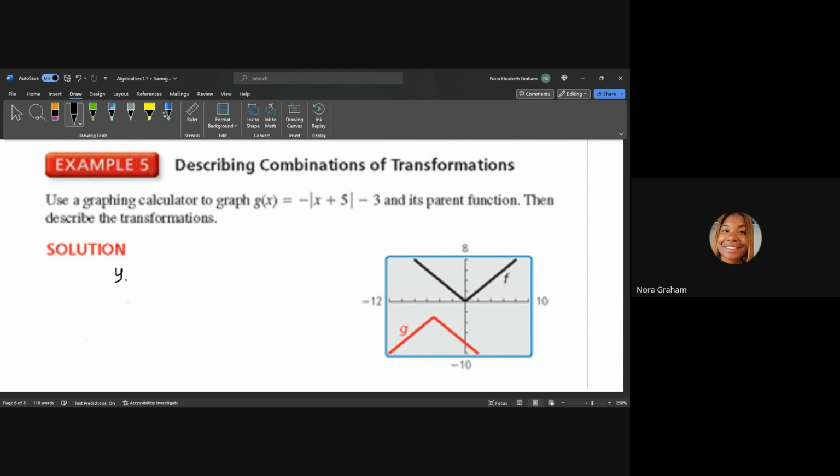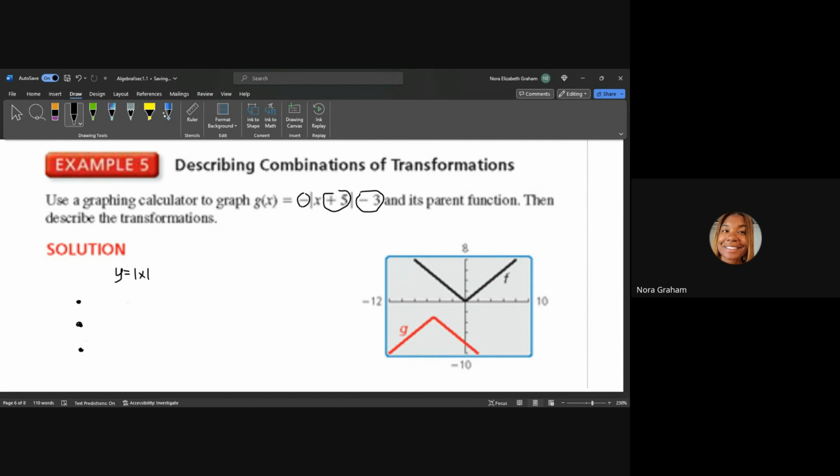So let's always write down our parent function. The absolute value parent function is y equals absolute value of x. Now I want to circle everything that looks different from my parent function. So this negative right here, this plus 5, and this minus 3. That means I'm going to have 3 total transformations. I like to jot it down so I don't forget how many I have, and I make sure I get them all. Let's move from left to right, naming the transformations.